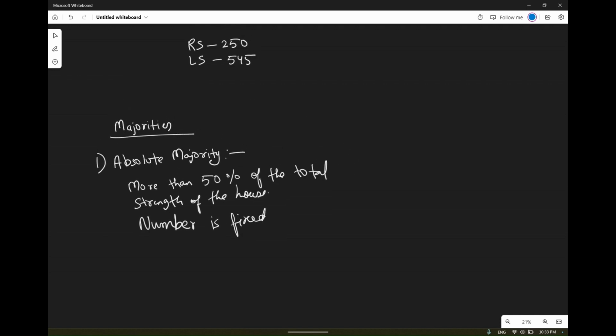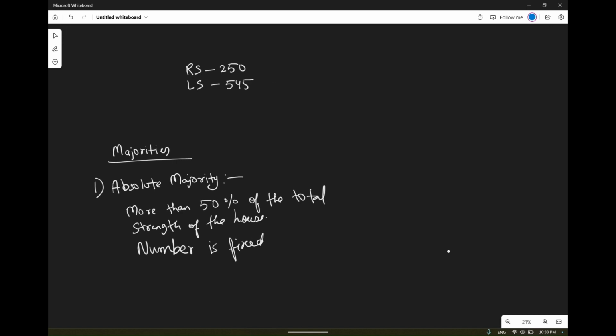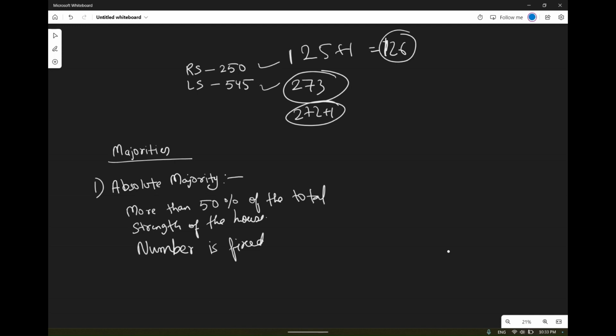It means the Rajya Sabha capacity is 250 and Lok Sabha capacity is 545. So the absolute majority, the minimum vote required to pass the decision, will be 273. Okay, 272 plus 1 in this case. And in the Rajya Sabha, 125 plus 1, so 126 votes are required. Let me check the calculation. 272, okay, yeah, correct. So that's what absolute majority means.